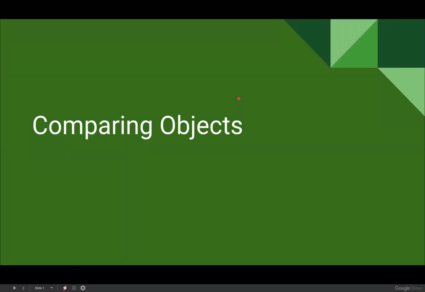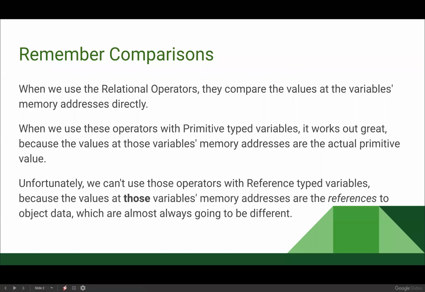All right, today we are going to discuss comparing objects to one another, because we learned when we learned about comparison operators or relational operators, you can't just compare an object to another object and expect it to work. So just remember when we use those relational operators, equals to, not equals to, greater, less than, etc., we're going to compare the values at those variables' memory addresses.